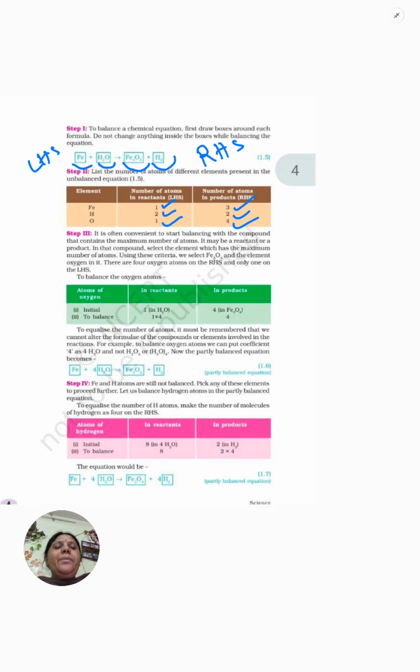How to start the balancing process: first we choose whichever has the maximum number of atoms, whether on the reactant side or on the product side. In this example, which one has the maximum number of atoms? Oxygen. So we choose oxygen: 4 on the right side and 1 on the left side. So how to make 4 on the LHS? Simple technique: we have Fe plus H2O, which gives rise to Fe3O4 plus H2.